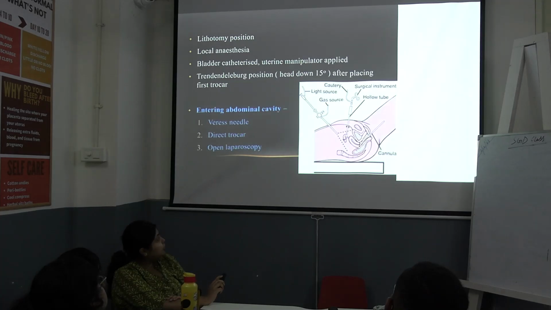Now, what happens? How do we do it? See, only two ports are required, right? Entering the abdomen with a Veress needle, we can put in the direct trocar or do open laparoscopy.